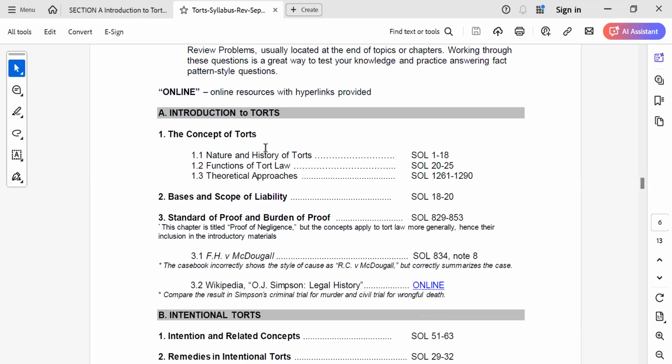Now, first part, as we know, introduction to torts. उसमें concept of tort है, where we learn the nature and history of torts, functions of tort law, theoretical approaches. There are different theoretical approaches that also we understand here. Then basis and scope of liability. So as we know, tort is basically, okay, just give me your understanding of tort, like just an introduction के लिए, your understanding of tort.